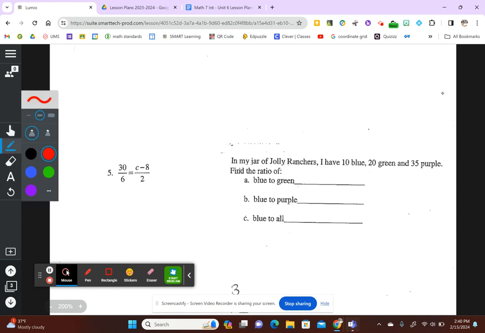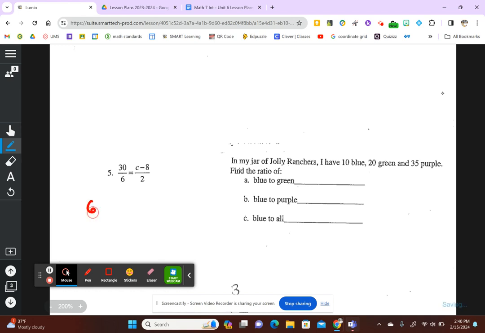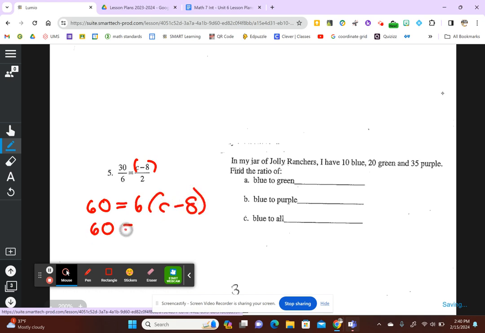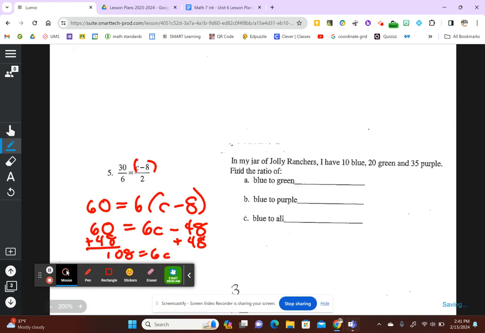So for number 5, 30 times 2 is 60 equals, put this in parentheses, 6c minus 8. So I have 60 equals 6c minus 48. Add 48 to both sides, and I have 108 equals 6c. And divide by 6. So 108 divided by 6. Well, 6 goes into 10 once, and I get a 48, and that's an 8. So the answer is c equals 18.